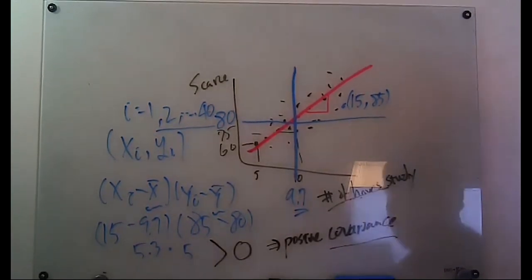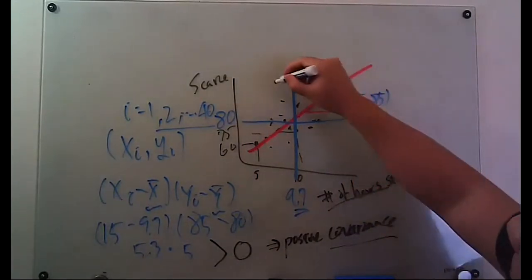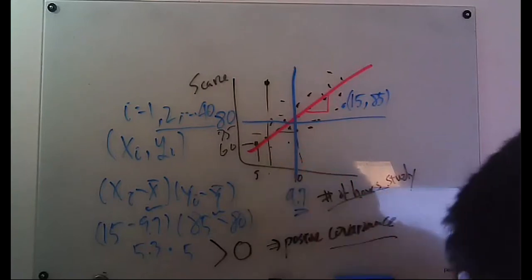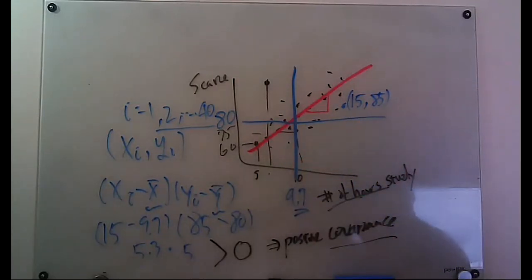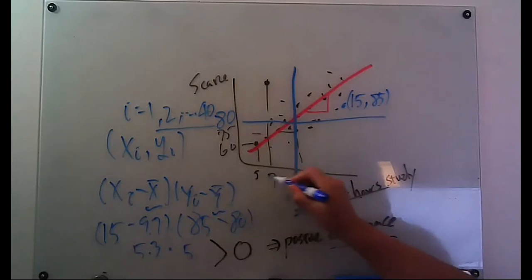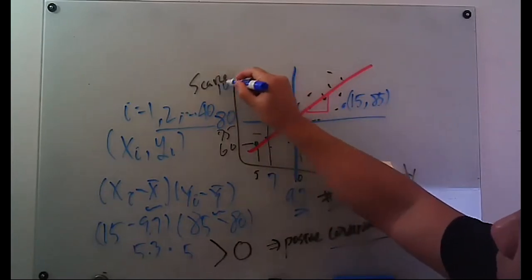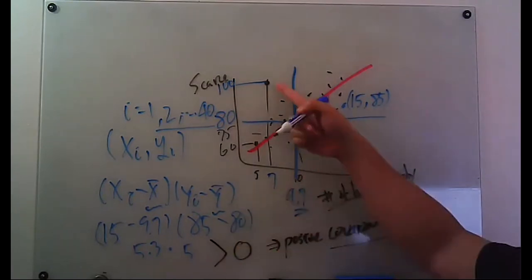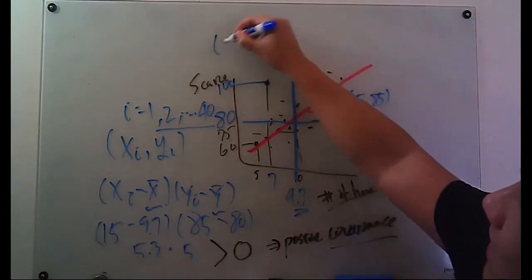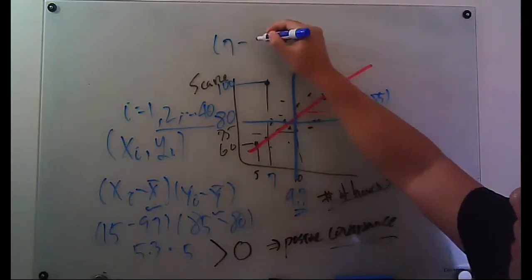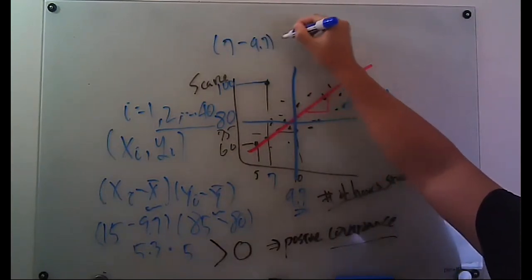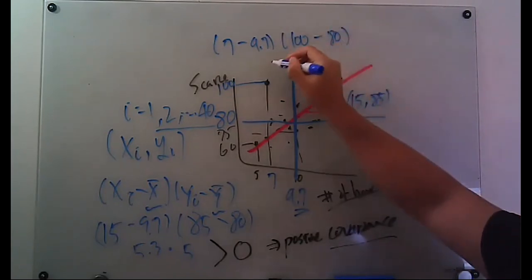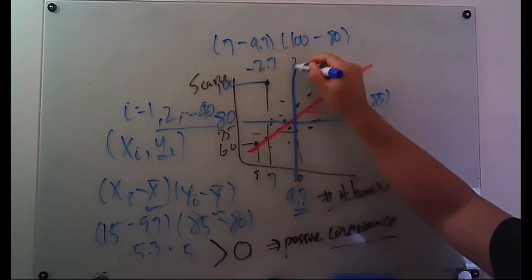You can take another example, something like over here. Let's say you didn't study much. You only studied, let's say, 7 hours, but you got 100. So for some reason, it's an outlier. But then it's going to be 7 hours minus 9.7, which was the average, times 100 minus 80, which was the average. Then it's going to be negative 2.7 times 20.